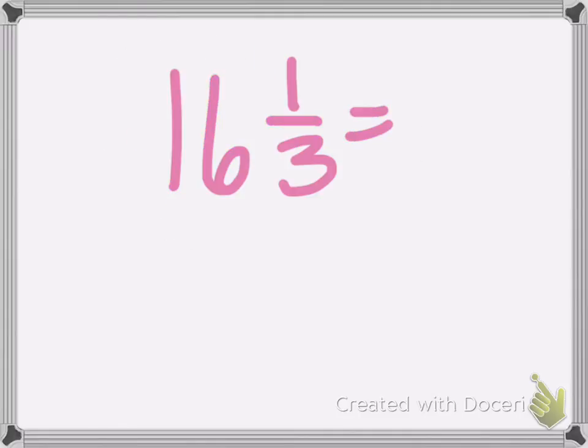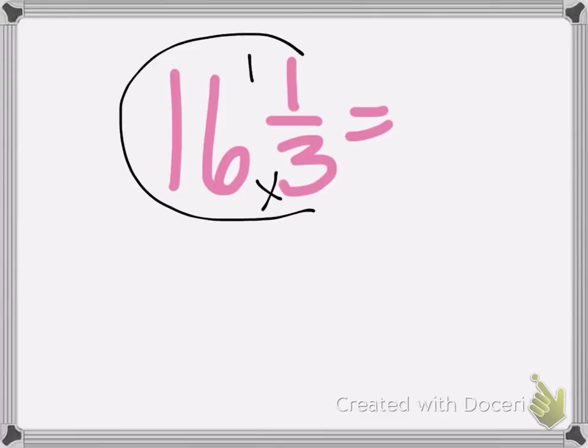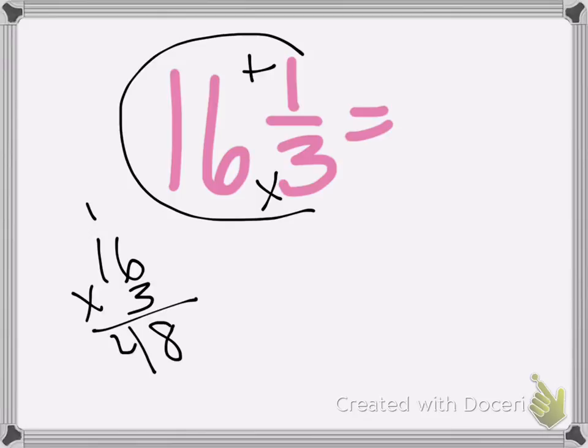The last one here is 16 1/3. Remember, we're going to work from that backward C. We're going to multiply here, add there. 16 times 3. I'm going to do the work over to the side. 6 times 3 is 18. 1 times 3 is 3, plus 1 more gives me 4. That gives me 48. Now add that numerator. That gives me 49. That becomes the numerator in my improper fraction. And then 3 is going to stay my denominator.